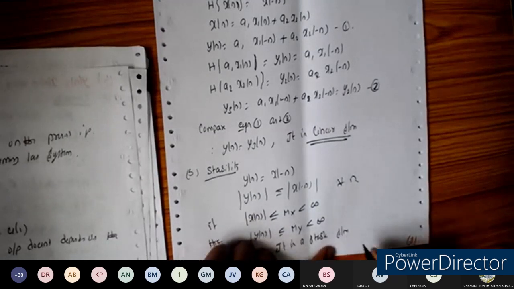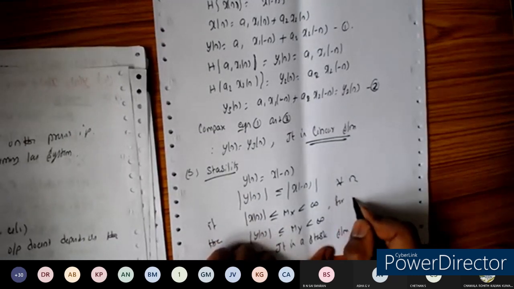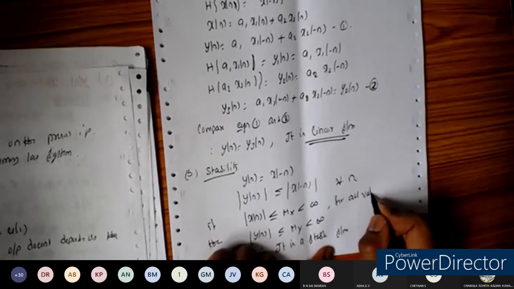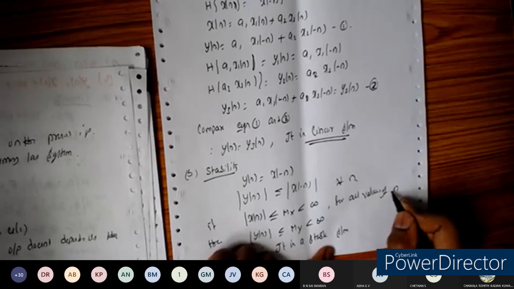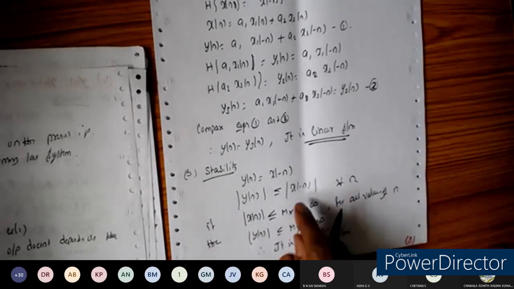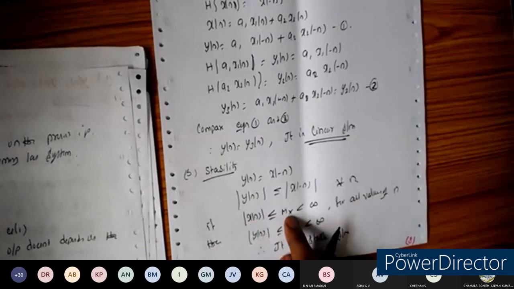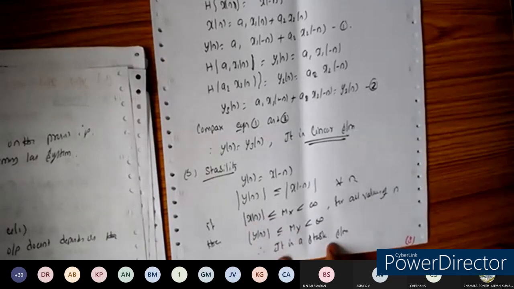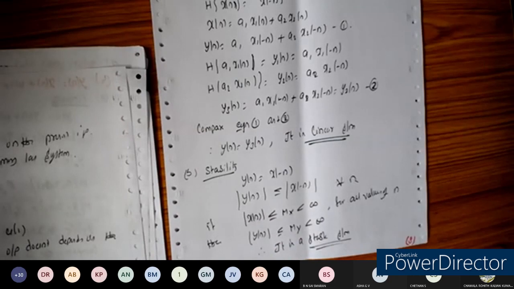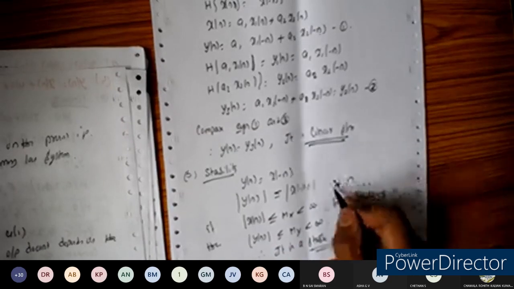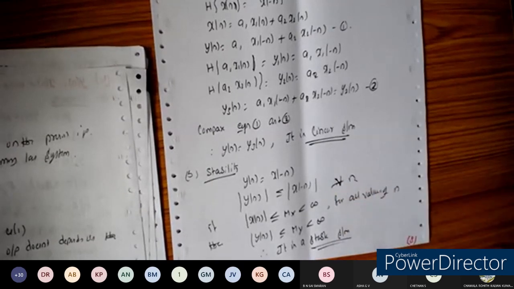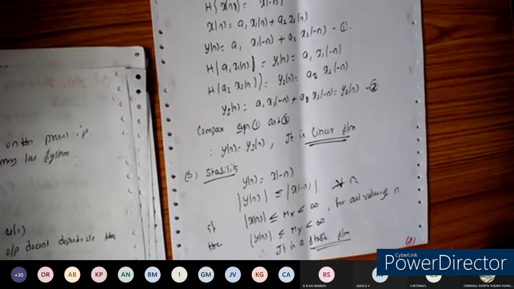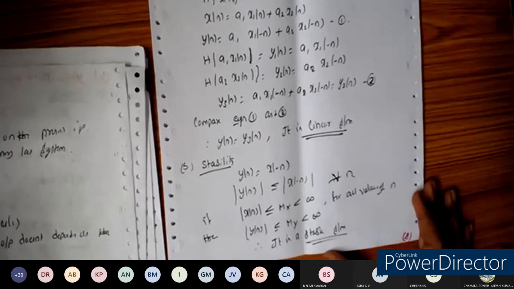This is for all values of n. If it is bounded for all values of n, meaning n can take positive or negative values, and it has a finite value, then we can say y of n is bounded. Therefore it is a stable system. Okay, got it now. So this is the stability.